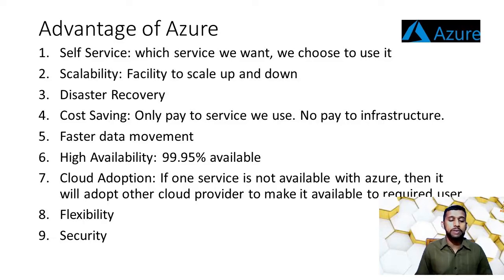The next is faster data movement. Microsoft provides lots of advanced networking services and an advanced content delivery network, so a user will receive their data and content very fast. Then high availability: Microsoft Azure services will be available 99.95% of the time. So in a year it will be almost 100% available.